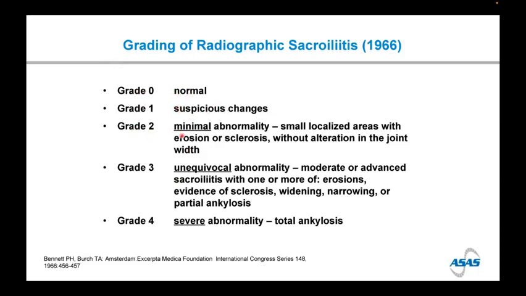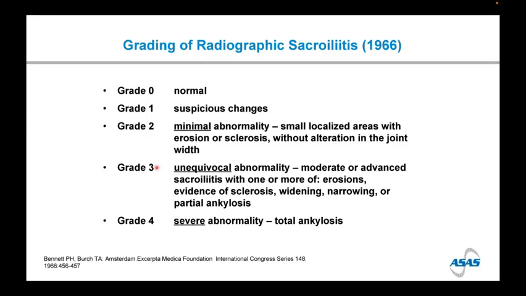Grade 2 is minimal abnormality of the sacroiliac joint, but without alteration of the joint space. So it will have minimal change, but with normal joint space, and there is no ankylosing, no widening of the joint space. While grade 3 is grade 2 plus widening of the sacroiliac joint and partial ankylosing. Grade 4, which is easy to pick up, is severely abnormal and totally ankylosing.